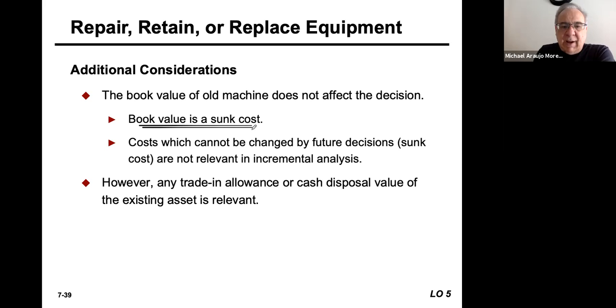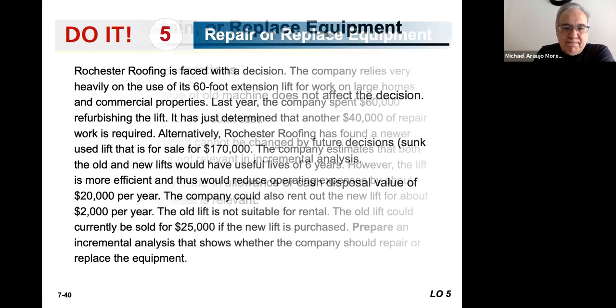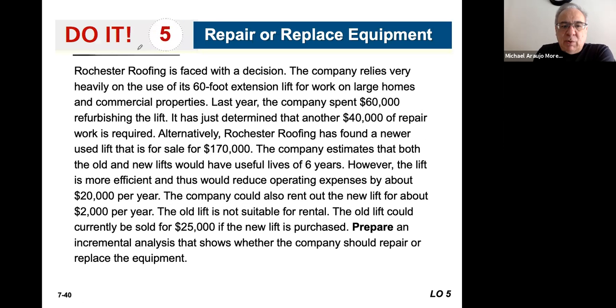Okay. So those costs cannot change any future decisions. However, when they trade it in and they get some cash back for it, well, that's relevant. So that part of it is going to matter. But the fact that they've already paid for it and it's got a book value doesn't matter. Okay. So learning objective 5 is short and sweet.